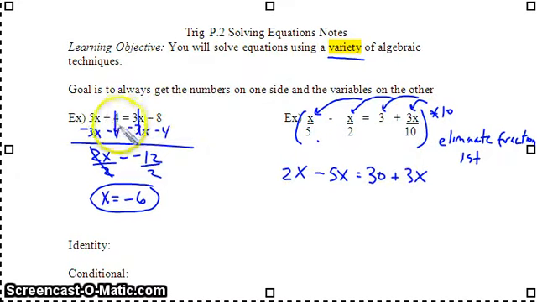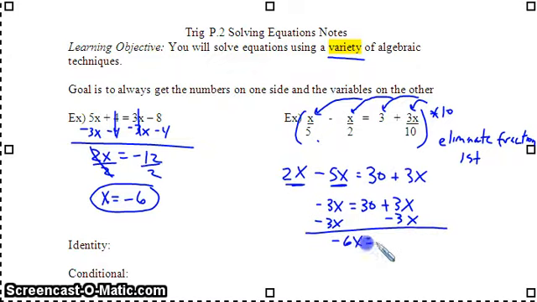Now this problem looks very similar to the one before. The only difference is you've got two like terms on one side, so if I combine those, 2 minus 5 is negative 3. Now move the x's over to the same side, so I'll get rid of these 3 by subtracting. Those cancel out, and I'll be left with x being negative 5.